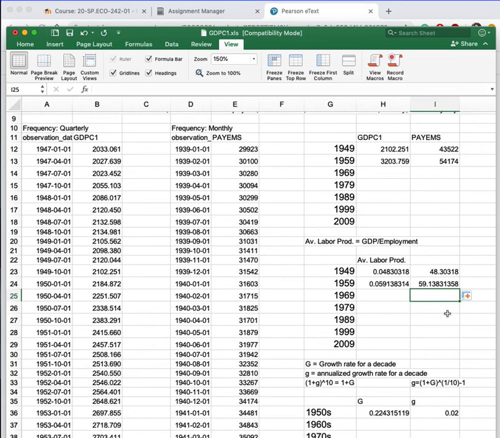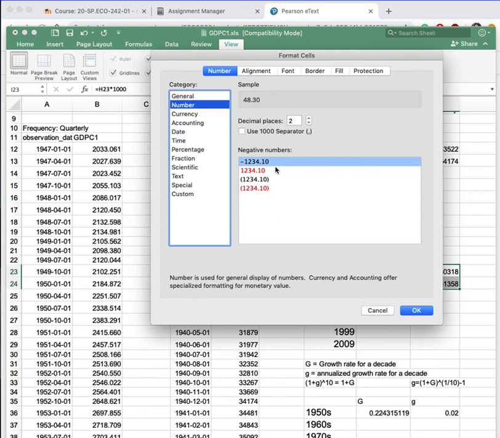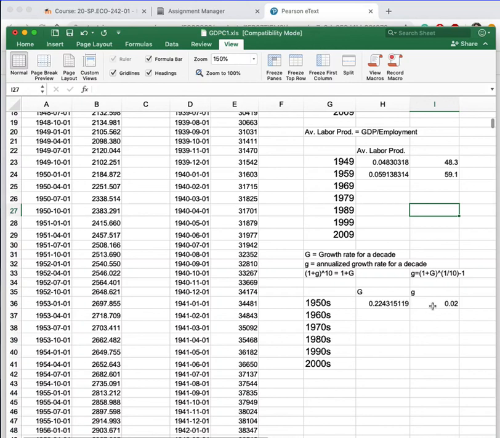Here we have 5 decimals. If you want to change this to, let's say, 1 decimal, you go to Format, Cells, Number, Decimal Places, 1, and you say OK. That's it. And similarly, if you want to express the annualized growth rate as a percentage, in terms of percentage points, you just need to multiply this by 100.